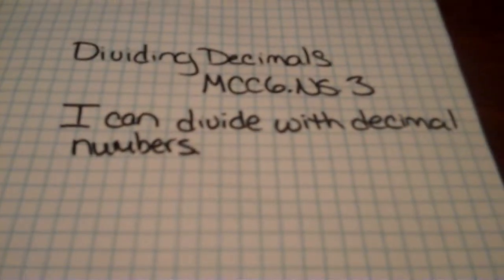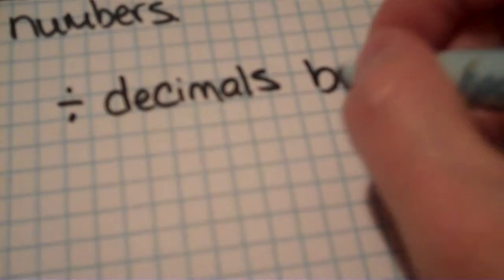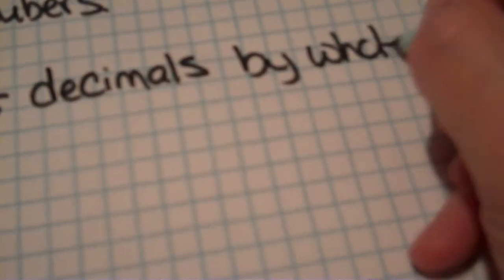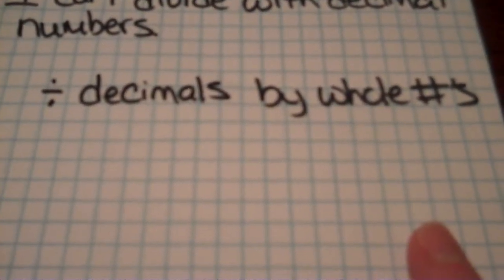I can divide with decimal numbers. So I can divide with decimal numbers. The first piece we're going to look at is dividing decimals by whole numbers.